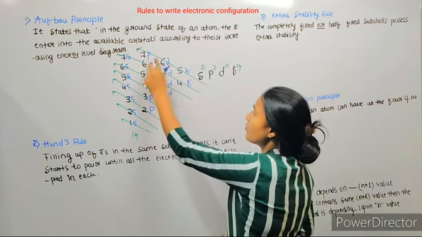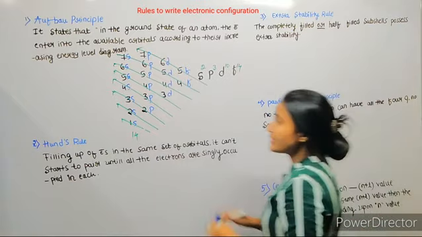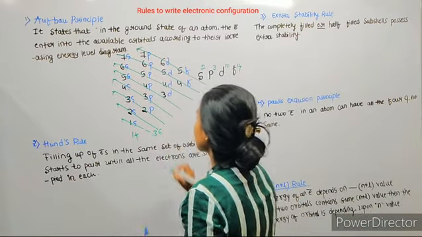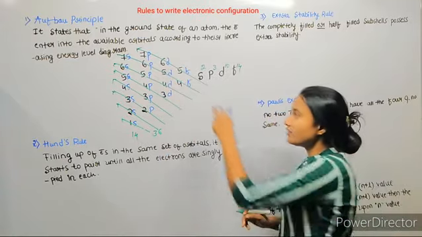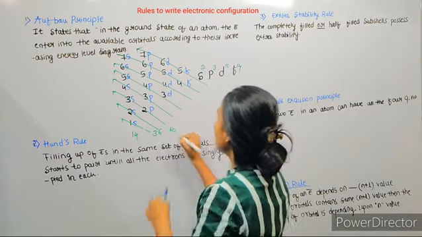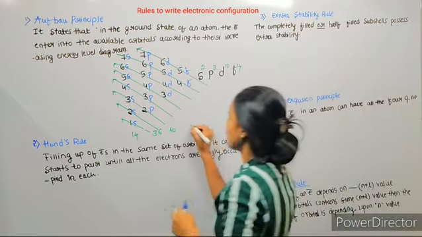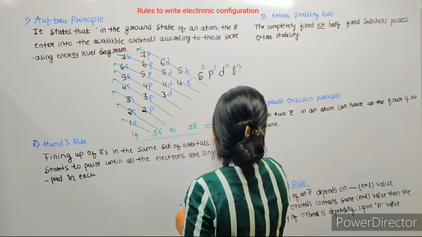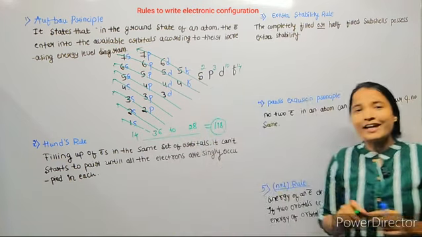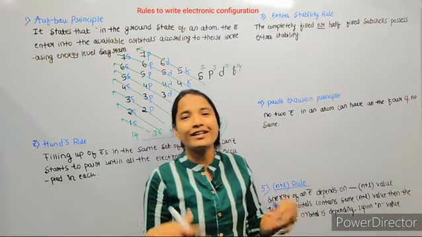Then there are 6 p orbitals. Each p orbital carries 6 electrons, and 6 into 6 is 36. And now 1, 2, 3, 4 d orbitals. Each d orbital carries 10, and 10 into 4 is 40. And then each f orbital carries 14 electrons, 14 into 2 is 28. Now you can count all these electrons and it becomes 118. 118 means in the periodic table we have a total of 118 elements.